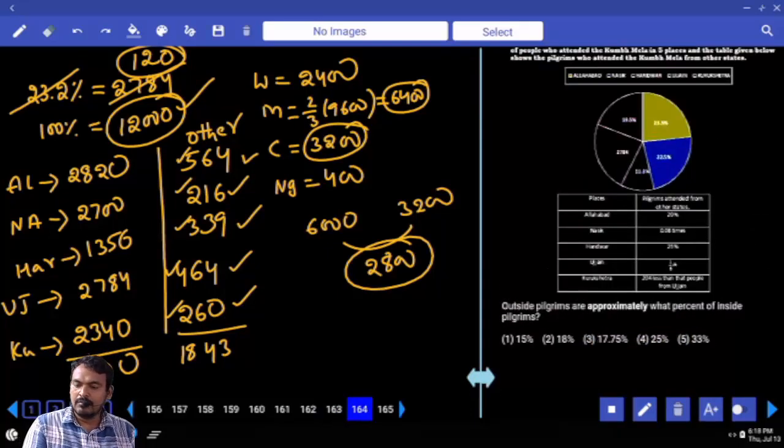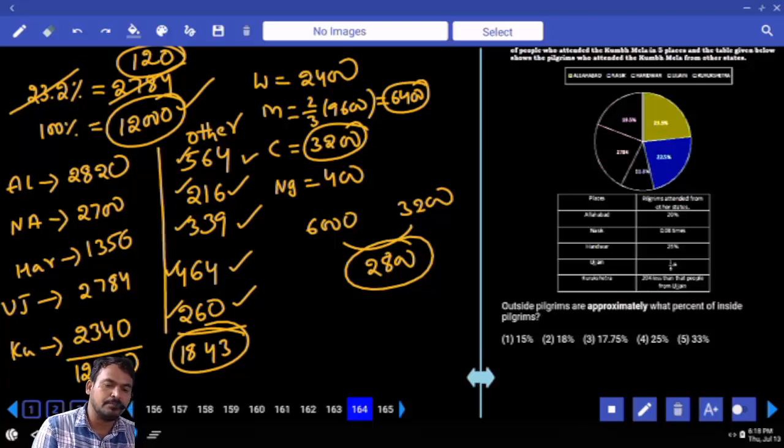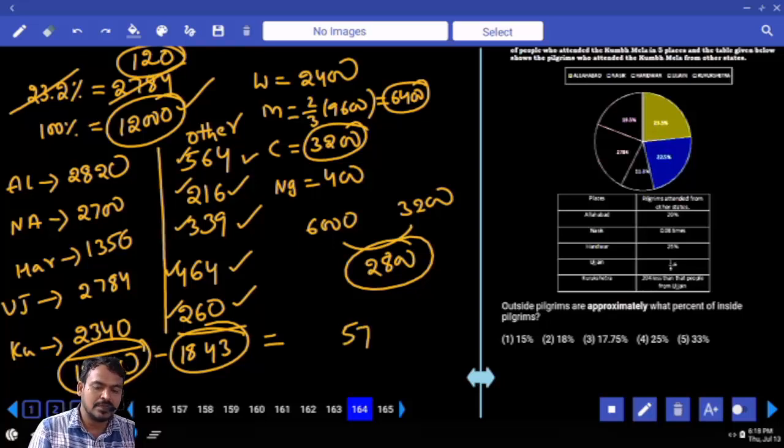Next question number 164. Outside pilgrims are approximately what percentage of the inside pilgrims? What is the outside pilgrims? 1843. It is compared to inside pilgrims. Inside pilgrims means local value. Means 12,000 minus 1843. What is the remaining? 57. 119 means 119 minus 18. What is the remaining? 1, 0, 1.